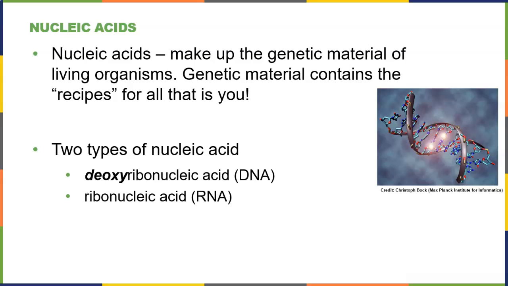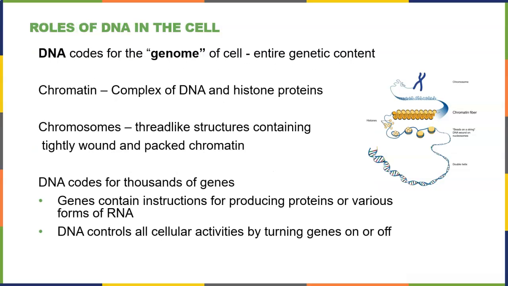So the two types of nucleic acids again are DNA, which stands for deoxyribonucleic acid, and RNA, which is ribonucleic acid. So DNA codes for the genome of the cell. The term genome, I wanted to just mention here, is related to all of the genes that make any organism up. So when you hear the word genome, you want to think of it as the complete set of information that organisms have.